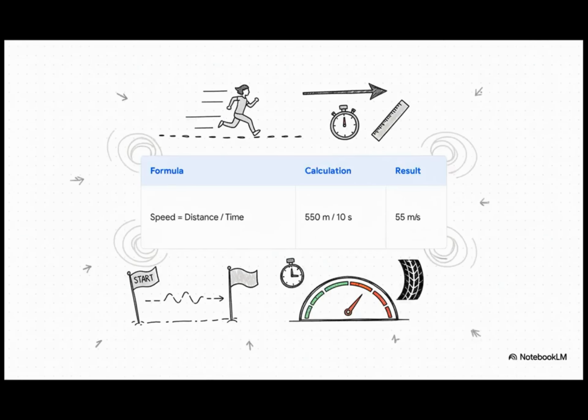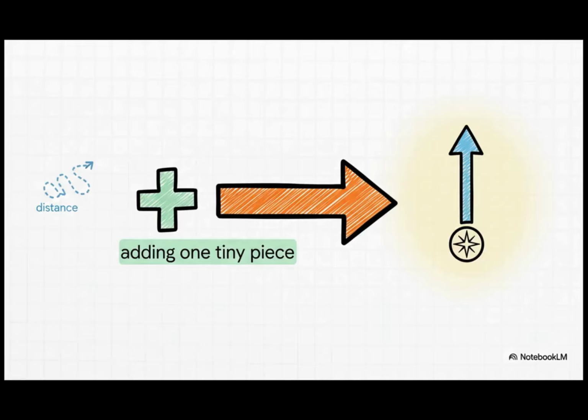So, to get the train's speed, we use a really easy formula. Speed equals distance divided by time. All we have to do is plug in our numbers. We take our scalar distance, 550 meters, and divide it by 10 seconds. And that gives us a speed of 55 meters per second. But notice, there's no direction. It's just a number. That's what makes it a scalar. Okay, now watch this, because this is where it all comes together. We're going to do almost the exact same calculation, but we're just going to add one tiny little piece to the puzzle: direction. And you're going to see how it changes everything.